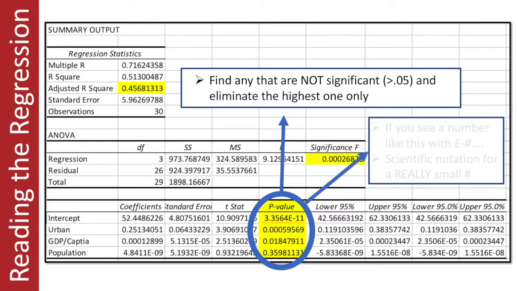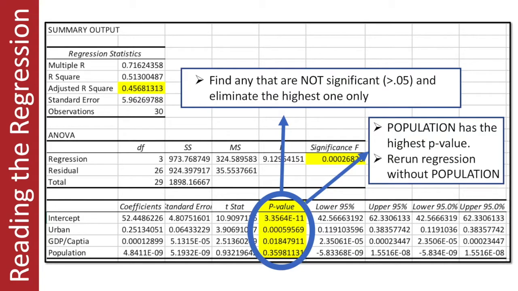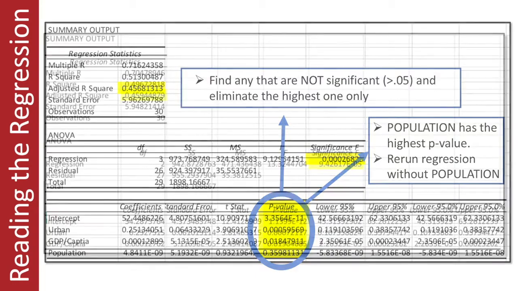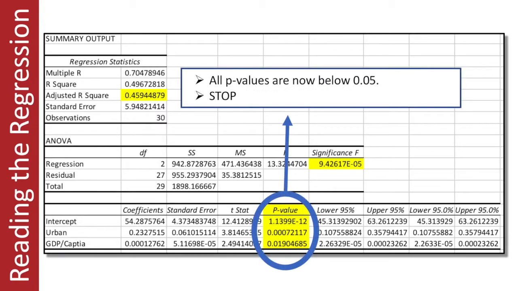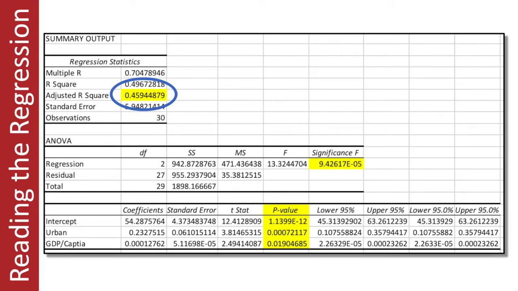So we still have population with a p-value above 0.05, so we'll take that out and run the regression again. Let's see what I get. Okay, here we are. Let's check out the p-values, and look at this. All p-values are now below 0.05. So we get to stop. Yay! Okay, now let's check out this other number that's been sitting up here this whole time.